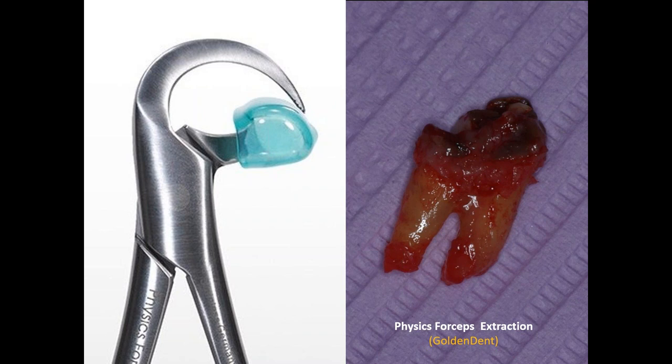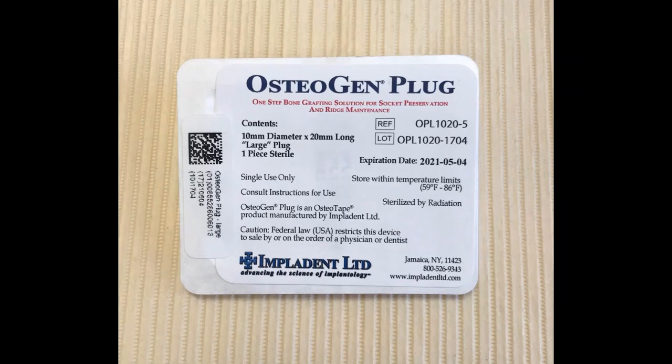So here you can see the root is totally intact. We see both roots are intact. In the past, we would have to definitely section this if you were trying to elevate. You notice the mesial and distal had severe decay, so that would be a very complicated procedure. But utilizing the physics forceps, we were actually able to remove these roots in one piece and create a nice area to place bone graft material. Now, osteogen plug is a great material. It comes in two sizes.